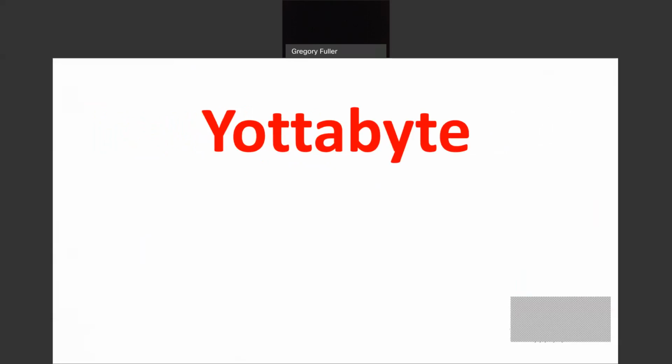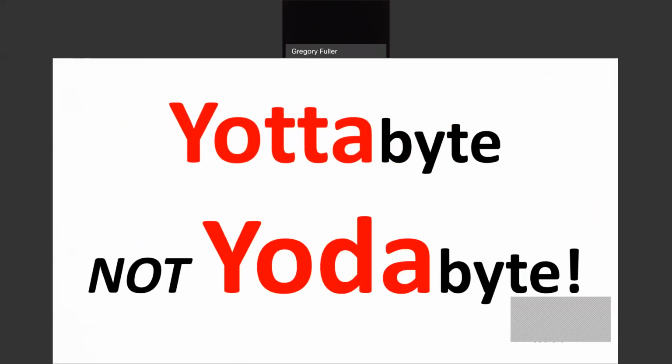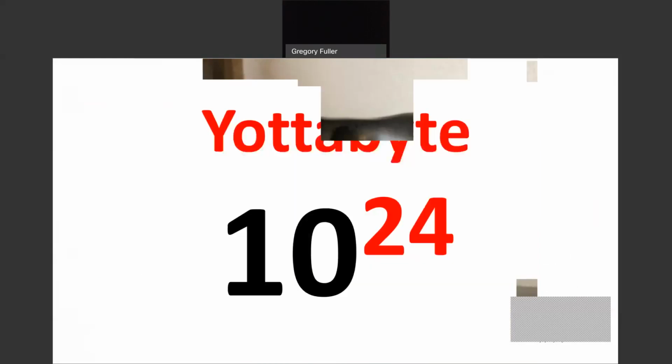A yottabyte. Now, look, it's a yottabyte, not a Yoda byte. Okay? There's a difference here. This is Yoda. This is actually Baby Yoda, for those of you who are familiar with The Mandalorian, and he's actually hanging out with me in between seasons till next season comes out. Okay, you want to speak to him, I can arrange an engagement. All right, yottabyte. Maybe it's yotta-byte, but I think I like yottabyte, okay?